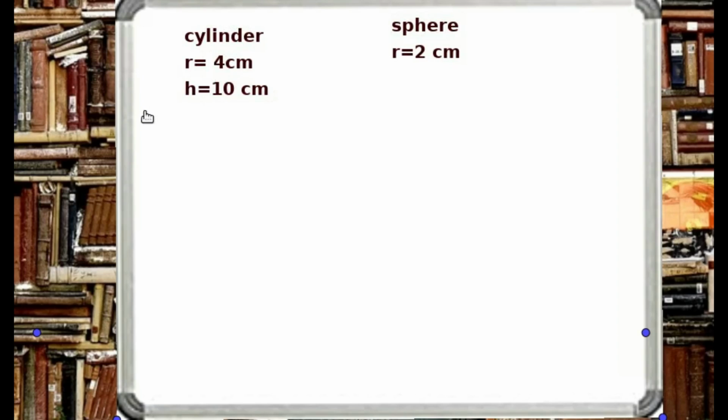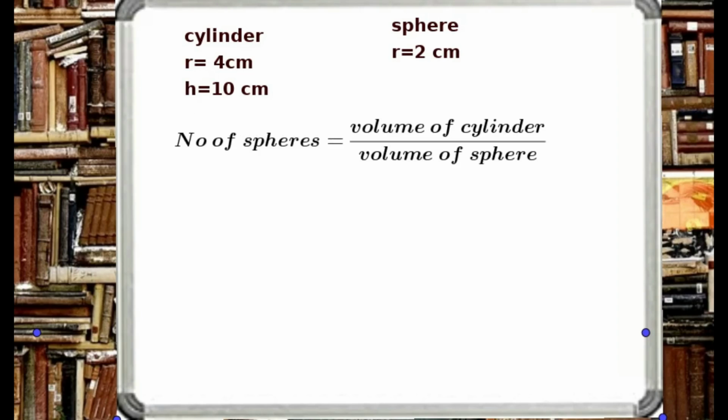What are the dimensions? Cylinder radius is 4 centimeters and height is 10 centimeters, as given, and the radius of the sphere is 2 centimeters. Okay, we have to find the number of spheres. Number of spheres equals volume of cylinder divided by volume of sphere.